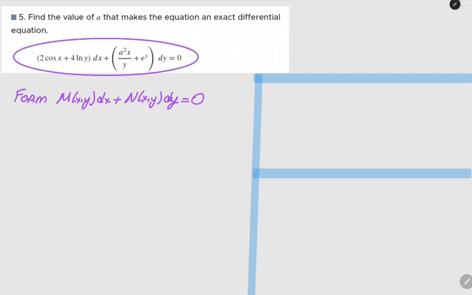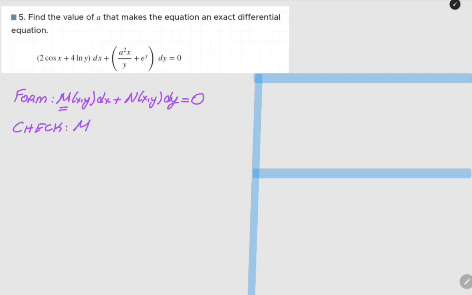The equation is already given to us in the form of an exact differential equation, so we don't need to fit it. Next, I'm going to write how we check whether the given equation is exact or not. Our check is as follows. If an equation is exact, the partial derivative of the first function with respect to y should be equal to the partial derivative of the second function with respect to x. So you see, we just replace these with the partial derivatives of M and N respectively.